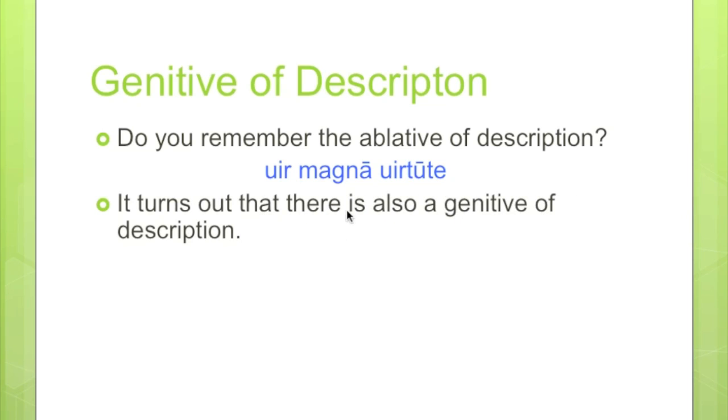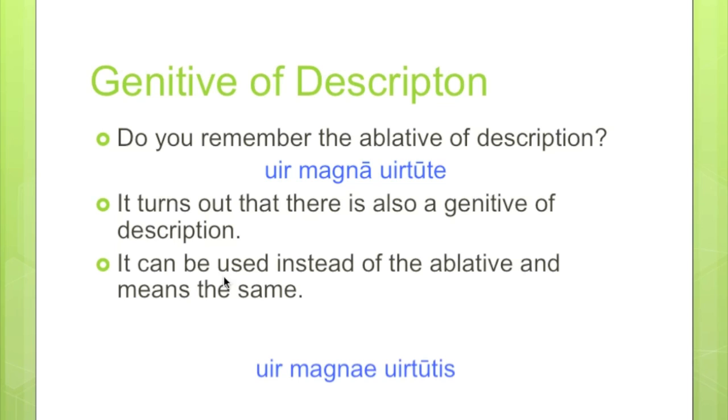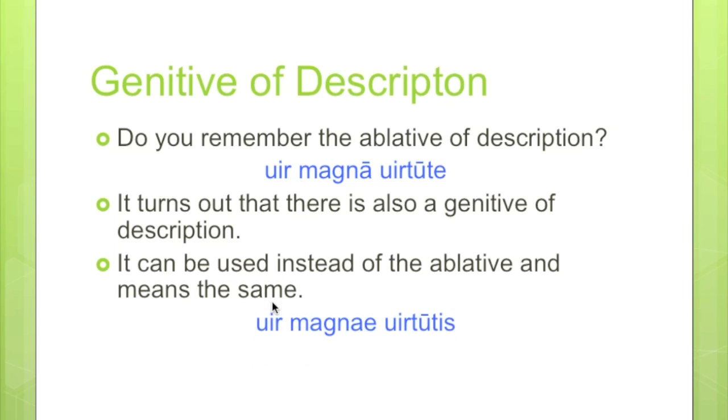It turns out that there is also a genitive of description. It can be used instead of the ablative and means the same thing. So we can say vir magnae virtutis, literally a man of great virtue. Both these, vir magna virtute and vir magnae virtutis, mean exactly the same thing. You can put these expressions either in the ablative or in the genitive, and it doesn't matter.